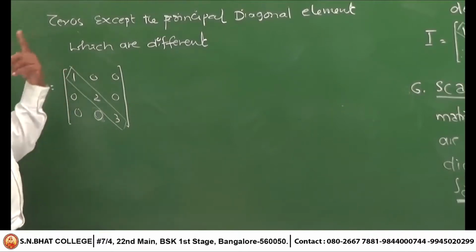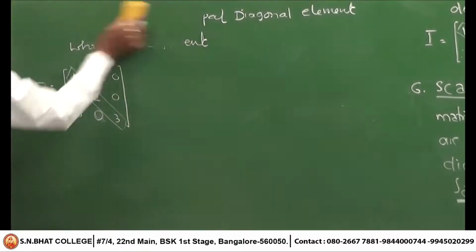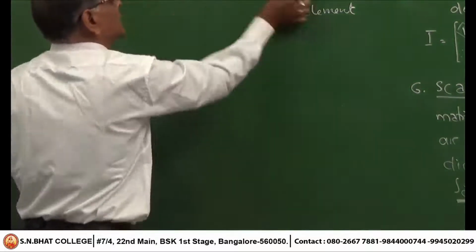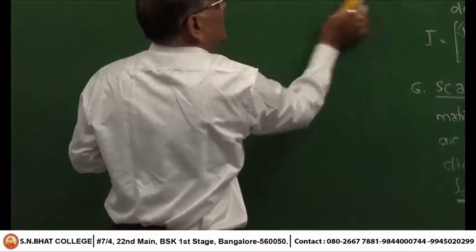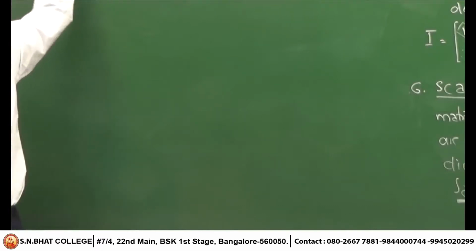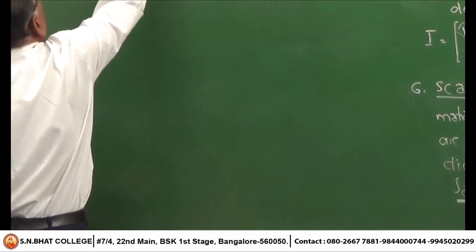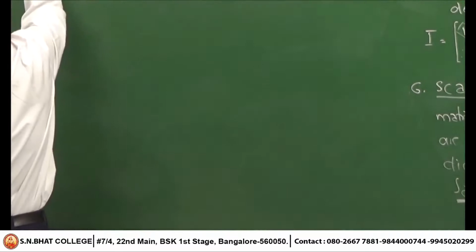These are some of the types of matrices. Next we will go for equal matrices. Only 7 types of matrices. Next one is not under types, it is different: equality of 2 matrices.